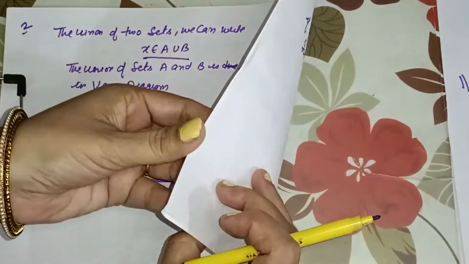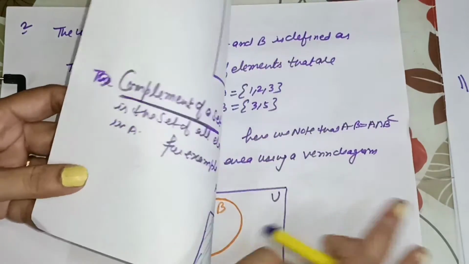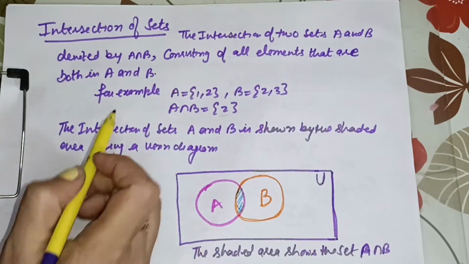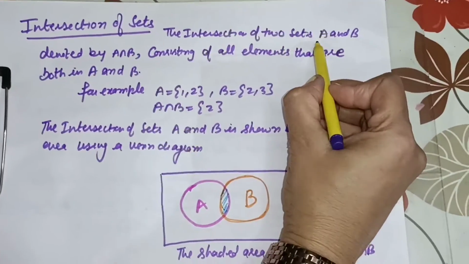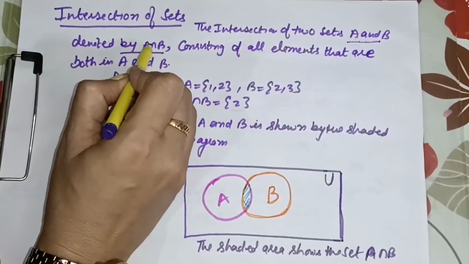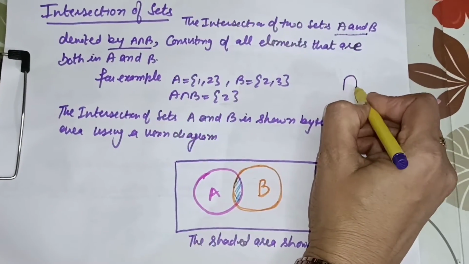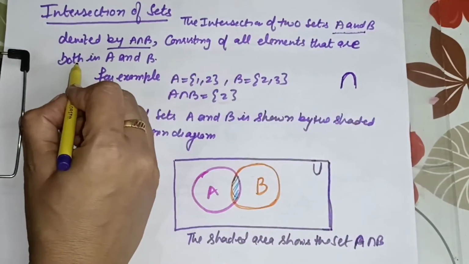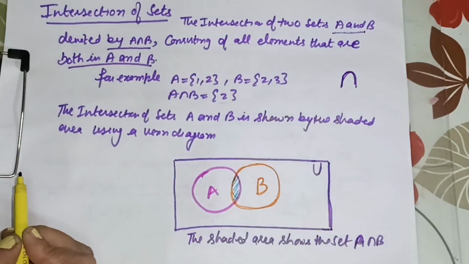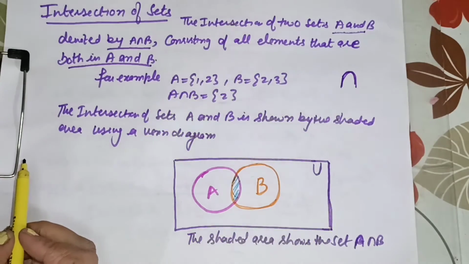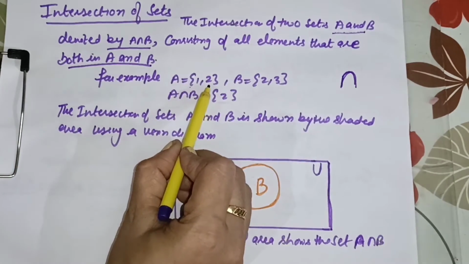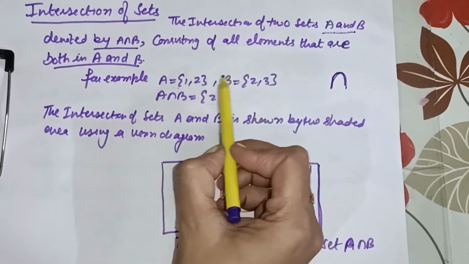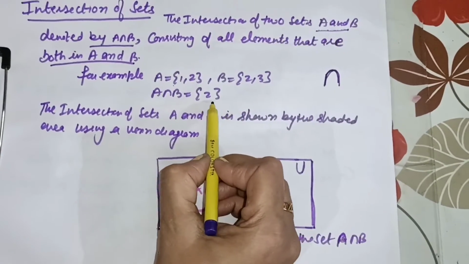Now I will discuss the concept of intersection of two sets. The intersection of two sets A and B is denoted by A ∩ B. This is represented by this symbol, ∩, for intersection, consisting of all elements that are both in A and B. We have to take the common elements of A and B. For example, A is equal to {1, 2}, B is equal to {2, 3}. Here 2 is the element which is common in both the sets. So A ∩ B is equal to {2}.